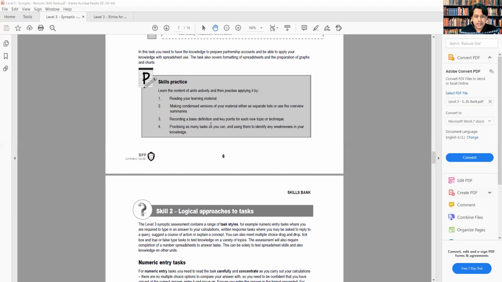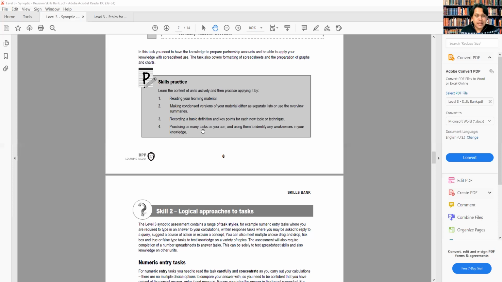Record a basic definition and key point for each new topic or technique. When you start that, you try to understand what it is. For example, if you see something for the first time, you want to know what it is. So definition is very important for practice purposes as well.